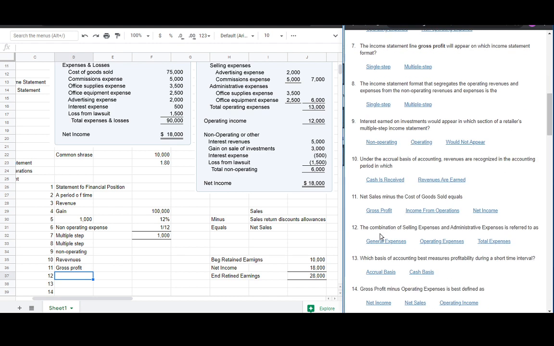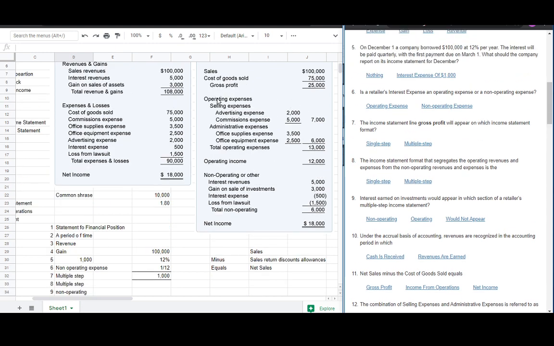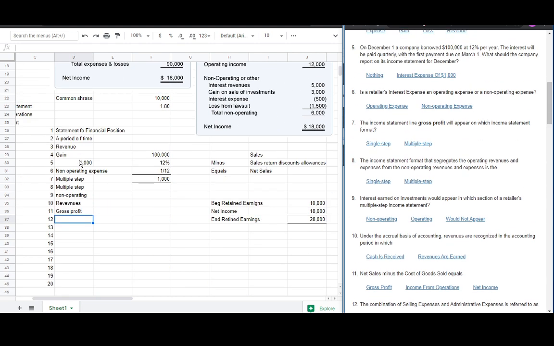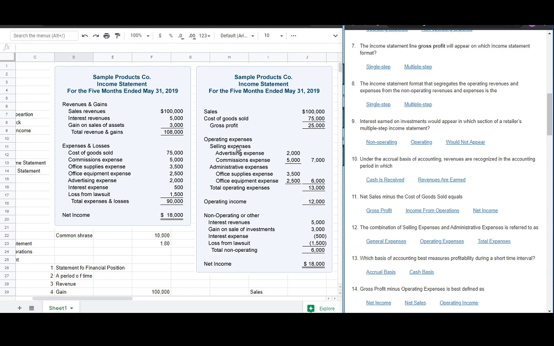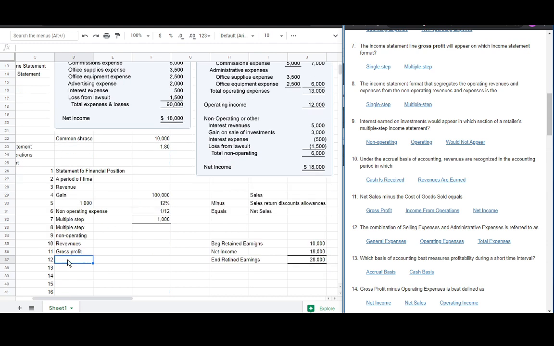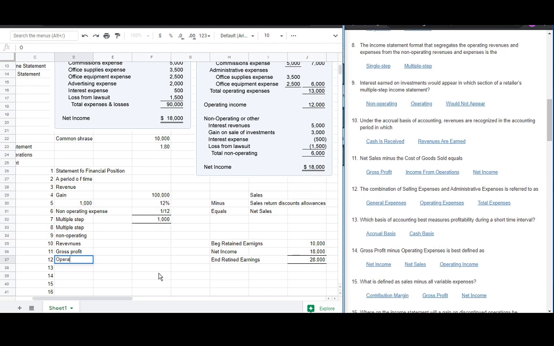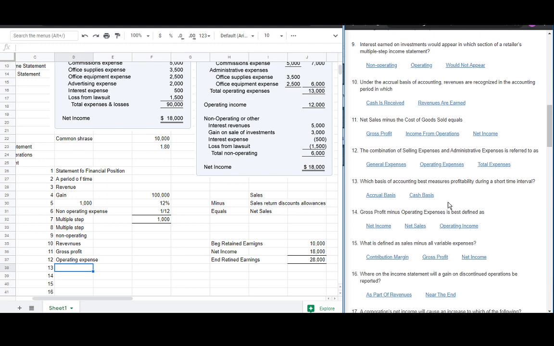Number 12, the combination of selling expenses and administrative expenses is the operating expense. So examples: advertisement expense, commission expense, office supplies expense. These are the operating expense. Another thing to consider is that cost of goods sold, these are expenses incurred from the inventory itself or from the factory of the business. However, operating expense is incurred in the office and in the store. Number 13, which basis of accounting best measures profitability? It is accrual.